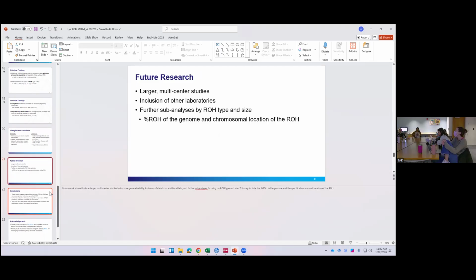So I think for future research, I would again think about the big picture. The first two bullet points are kind of redundant, right? So basically one is bigger, so do more external validation. And two would be further. The really important thing to me would be the sub-analysis by ROH type and size, because that's where there does seem to be a difference.